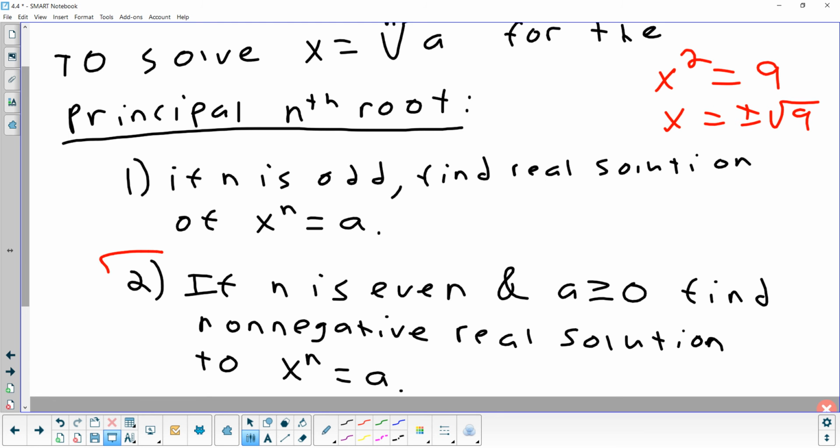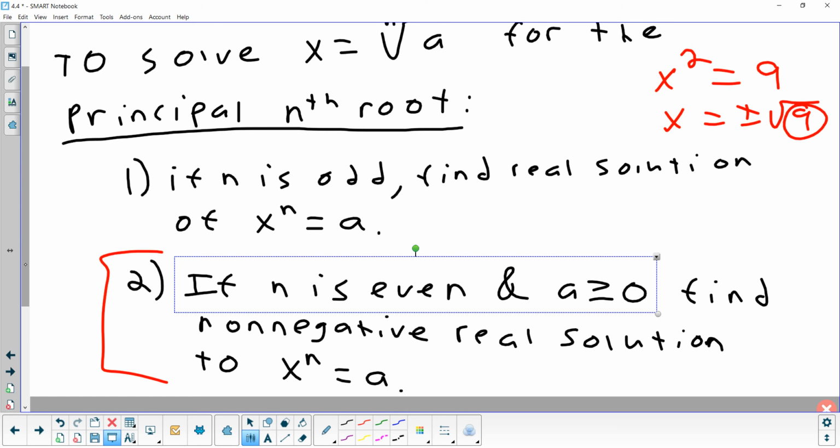So I'll show you guys an example of the second one first. If you're dealing with an even root, this is the second one. First of all, what you're taking the root of has to be positive. If it's not, we're going to be dealing with imaginaries, and we don't want to deal with that. So if you're dealing with an even root, and the radicand is greater than or equal to 0, it can equal 0, that's fine. You find the non-negative answer.